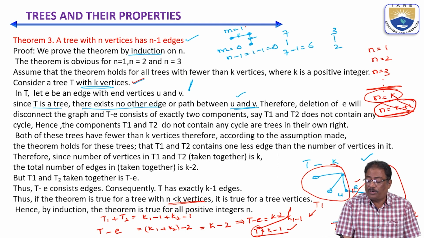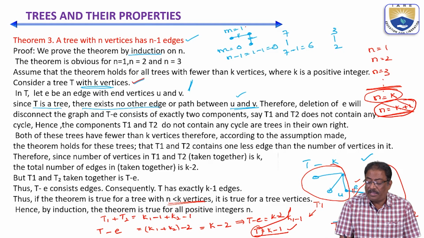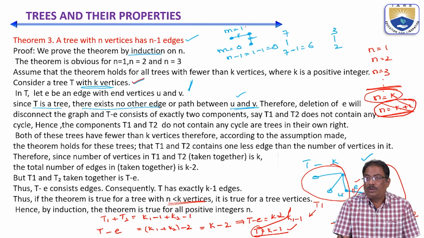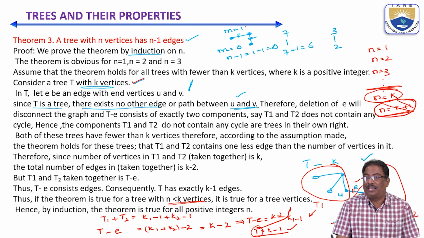Whenever I remove the edge E, the tree becomes two components. One component is T1, another component is T2. T1 has K1 vertices and T2 has K2 vertices. Obviously, K1 and K2 are less than K. Subsequently, the theorem holds for fewer than K vertices.